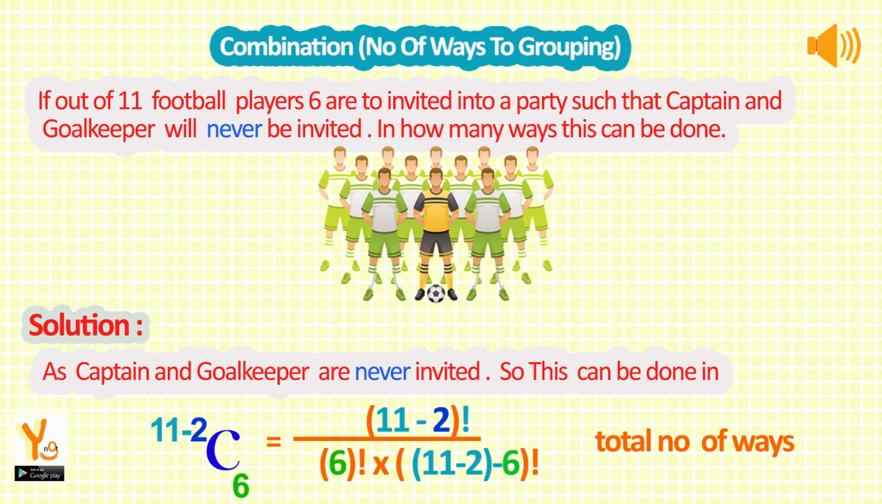Solution: as the captain and goalkeeper are never invited, this can be done in (11 minus 2) C 6, which gives (11 minus 2) factorial divided by 6 factorial into (11 minus 2 minus 6) factorial.